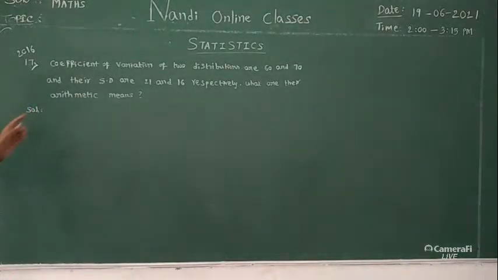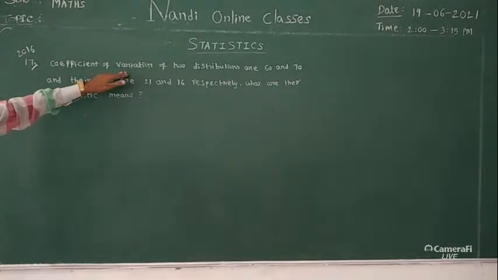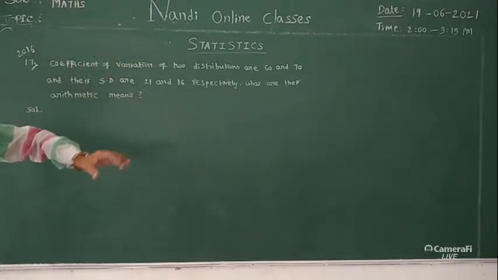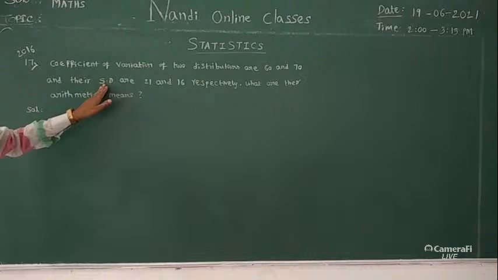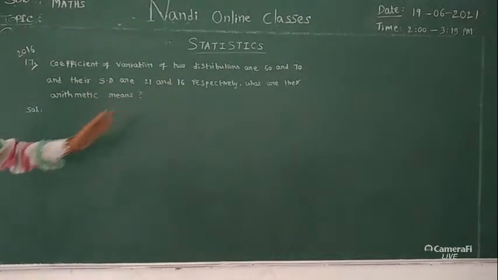Okay, solution. Understand the question. Coefficient of variation of two distributions are 60 and 70 and their standard deviations are 21 and 16 respectively. What are their arithmetic means? Two distributions are there. Coefficient of variation, CV, is given. For the first distribution it is 60, for the second distribution it is 70. Standard deviations given are 21 and 16. What are their arithmetic means?